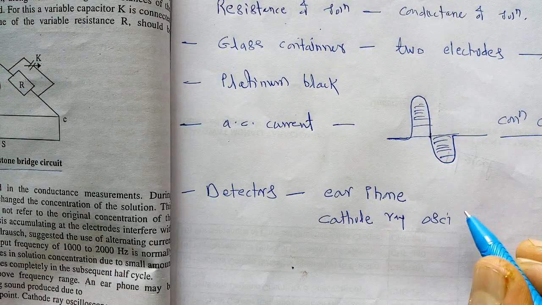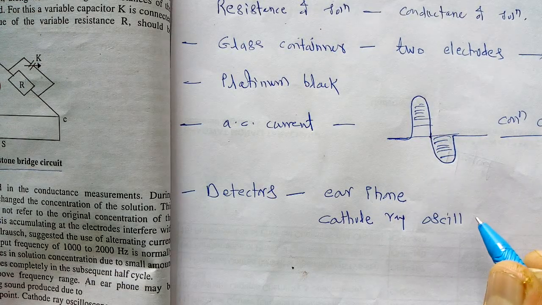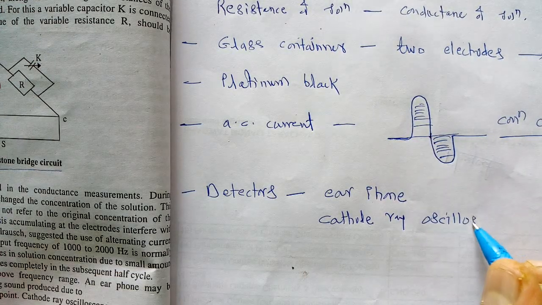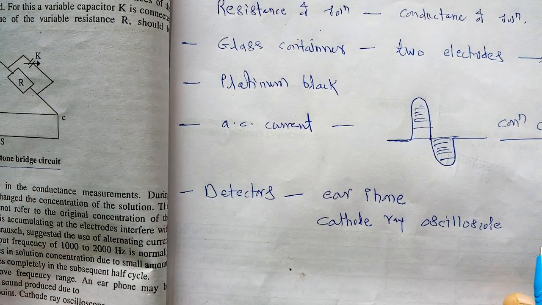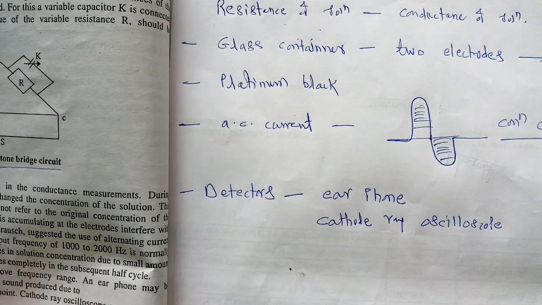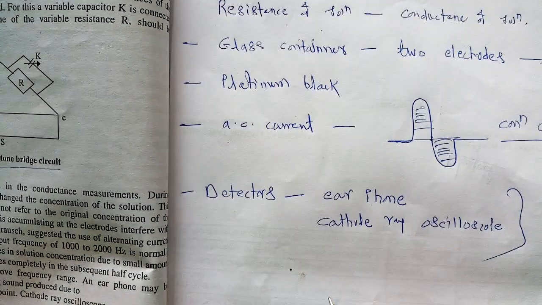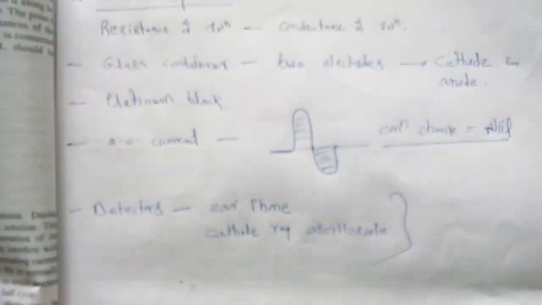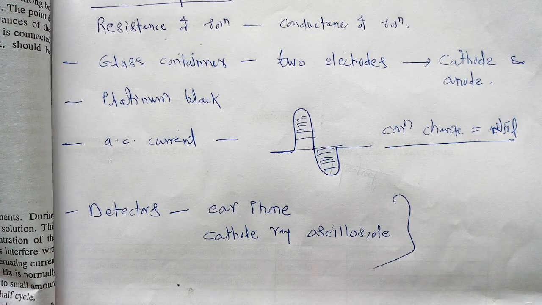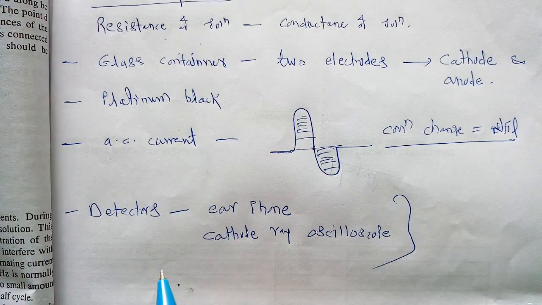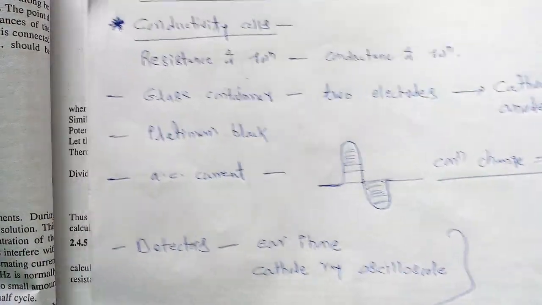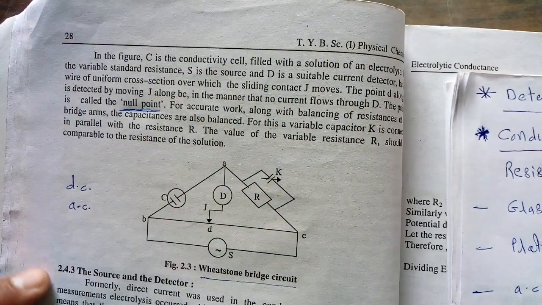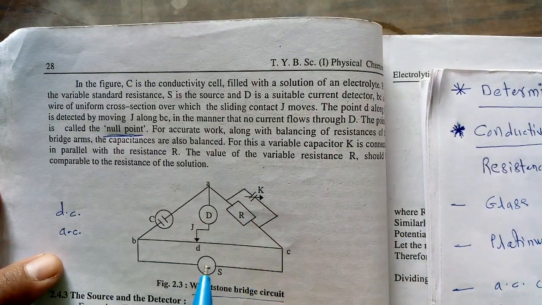A cathode ray oscilloscope may be used as a detector. So we can say that these common detectors can be used in the Wheatstone bridge circuit, commonly used in conductivity cells. This is very common information regarding the Wheatstone bridge circuit present in a conductivity cell.